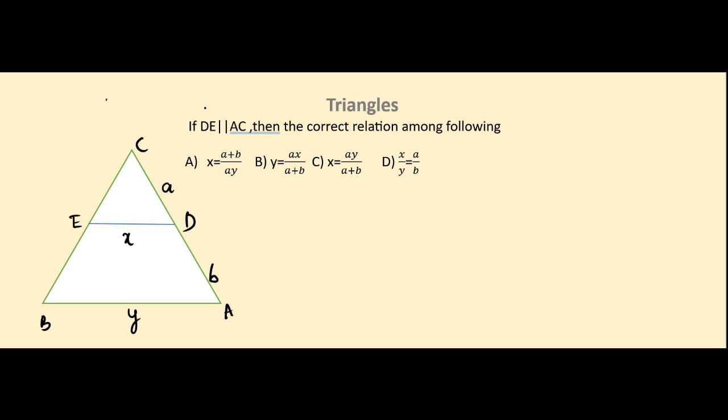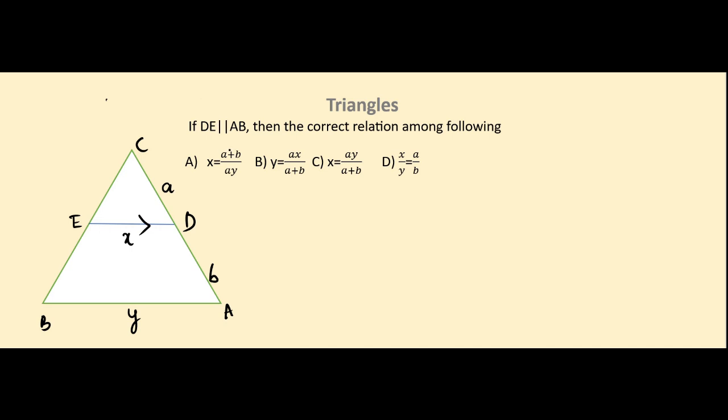Next question. If DE is parallel to AC, then the correct relation among the following. So they have given the options A, B, C and D. What all have they given? They have given DE is parallel to BC. DE means this, and BC. The AC, sorry, AC. It is parallel to AC.